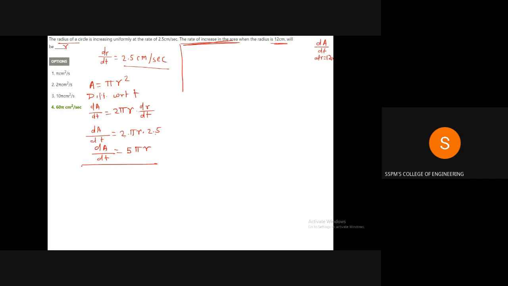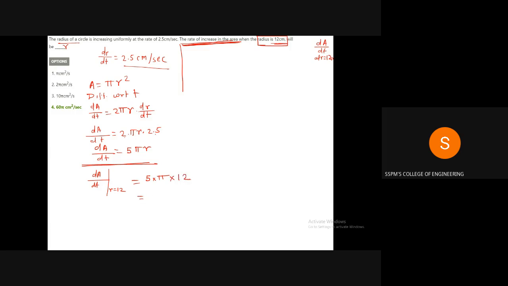But see, we have to find the rate of increase in the area when the radius is 12 centimeters. So we have to find this dA by dt. We have to find the value of dA by dt at r is equal to 12. Therefore, 5 pi into r is equal to 12.